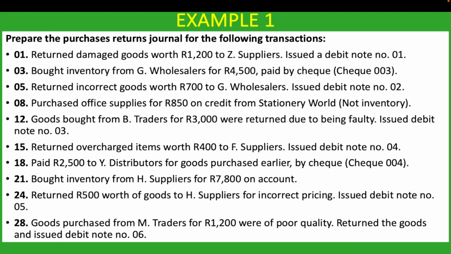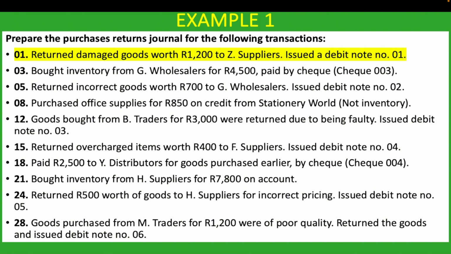Alright, let's look at the second one. We've already done the first one, so let's highlight that we have done that one. What about the transaction on the third? Again, I hope you've been attempting here and you highlighted that the first one does indeed go into the purchases returns journal. Let's look at the transaction on the third.